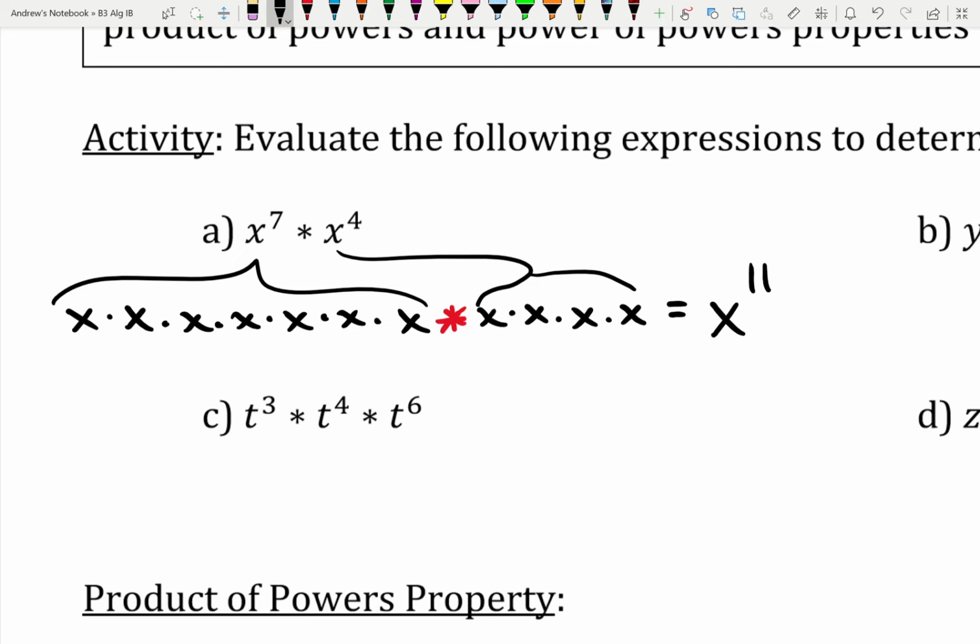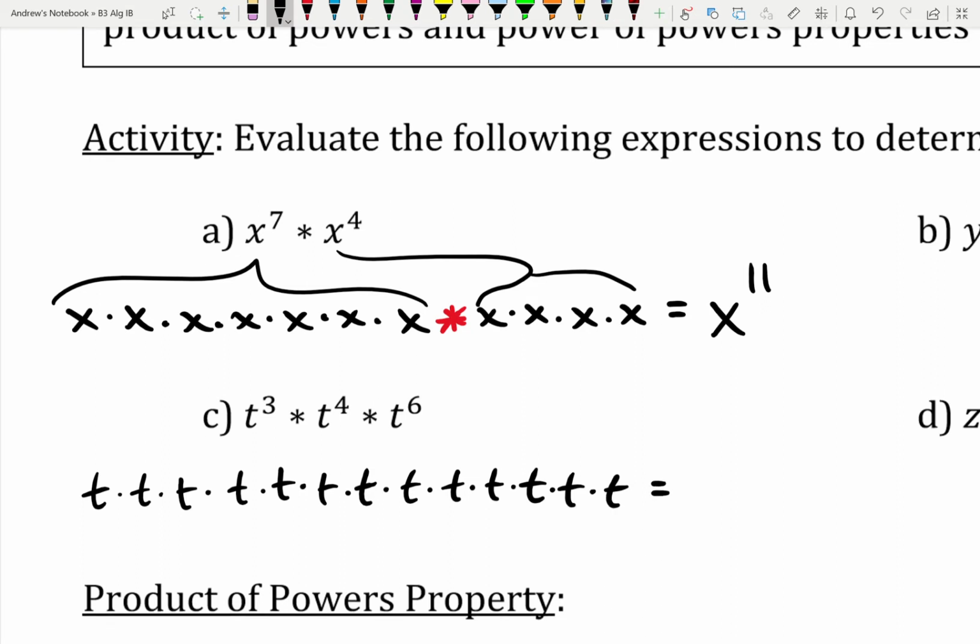Instead of going over to b, let's just do c real quick. I've got 3 different things. I could write this all out as t times t times t times the other 4 t's in the middle times the other 6 t's at the end. 4, 5, 6. And when I have all those t's in order, it also tells me how many I have. All together, that's 13 t's, so we'd say it is t to the 13th.